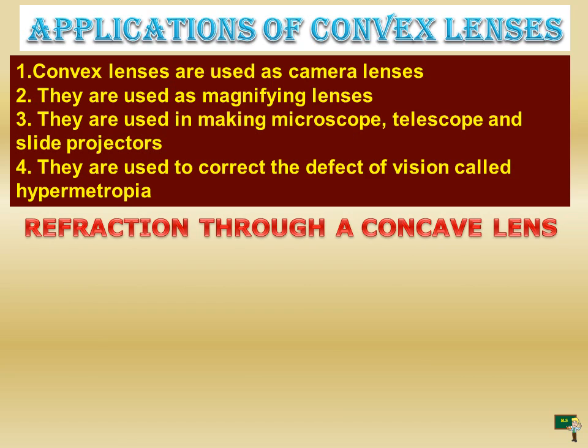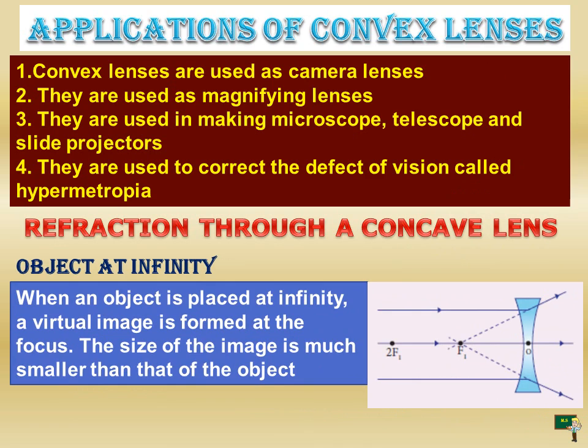Refraction through concave lens. The next topic, so far we have seen refraction through convex lenses. Now we move to concave lens. Object at infinity: when an object is placed at infinity, the virtual image is formed at the focus. The size of the image is much smaller than that of the object.